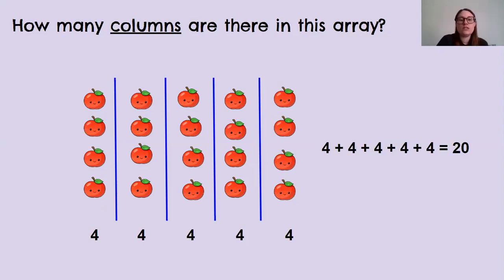So as you can see, whether we split it into rows or columns, we have the same number. We have 20 apples in this array. It does not matter if you split it into rows or columns, you're going to have the same total number of objects.